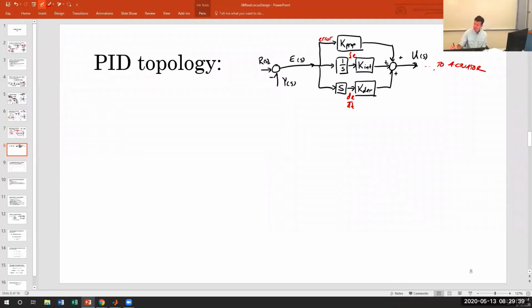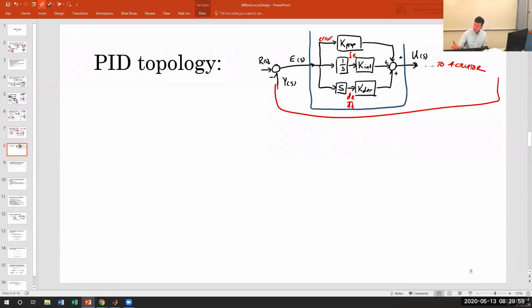Which then gets fed to the plant, which then becomes the output, which is then fed back. Okay, so I'm skipping all the rest of that to focus on the controller topology. So what I'd like to do now is reduce this branch into a single block. I want to call it C of S.